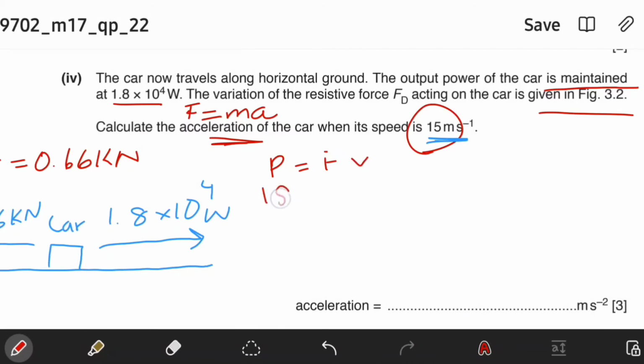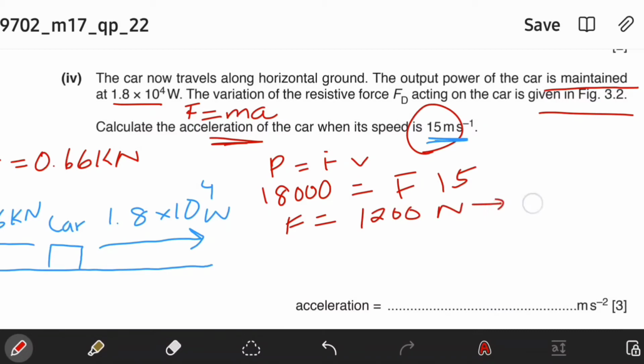Power is the same, driving force, and velocity is 15, and the driving force will be 1200 newtons. Let's put it in our diagram. Okay, now we need acceleration.